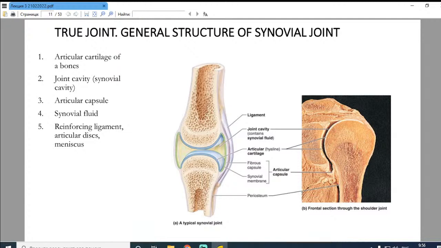What you see, articular cartilage of bones at the head of the humerus. You see the glenoid cavity of the scapula. What you see, articular cartilage, hyaline cartilage. This is the synovial cavity.